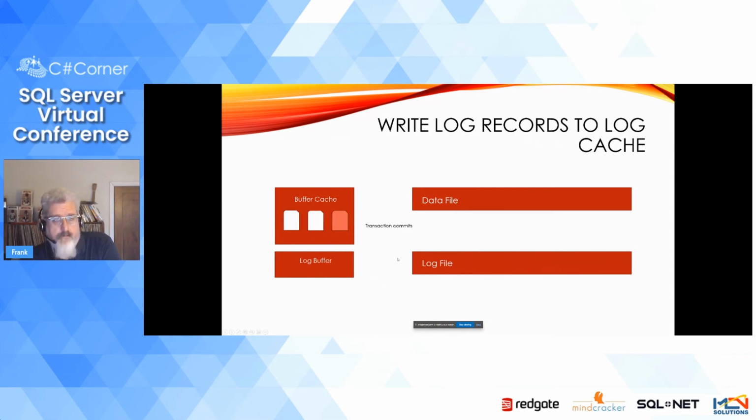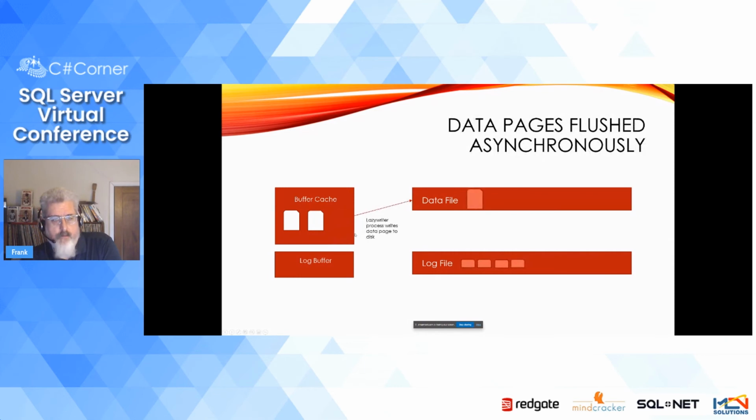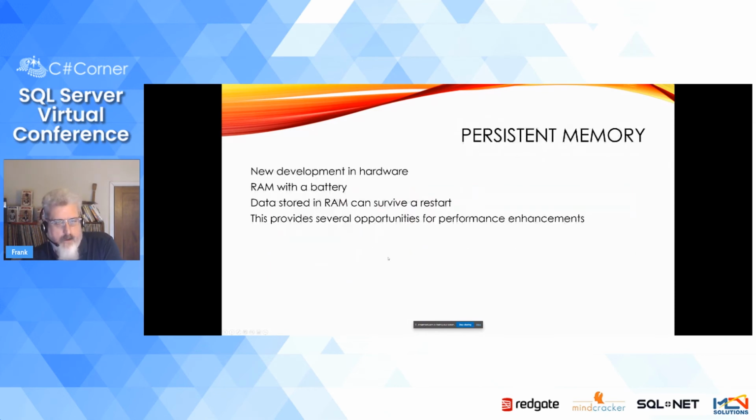And then at some point, a lazy writer process comes through and writes that data page back to the data file and disk. With persistent memory, what persistent memory is, is this new technology that is effectively RAM with a battery on it. When your system shuts down, that battery allows the RAM to persist what was in there, so the data stored in RAM can survive a restart. And this provides a couple of different opportunities for performance enhancements.